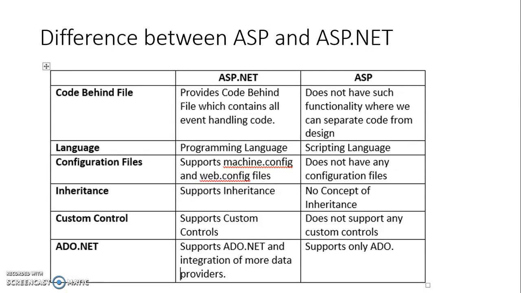ADO.NET is ActiveX Data Objects. It's supported by ASP.NET. With the help of ADO.NET, you can also use various other kinds of data providers, such as SQL Server and OLEDB. You can also work with ODBC. There is no such functionality in ASP. It only supports ADO, which is a kind of COM object in HTML. So this makes a difference between ASP and ASP.NET.